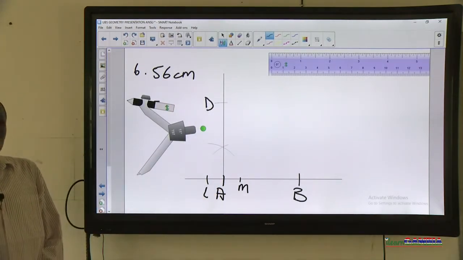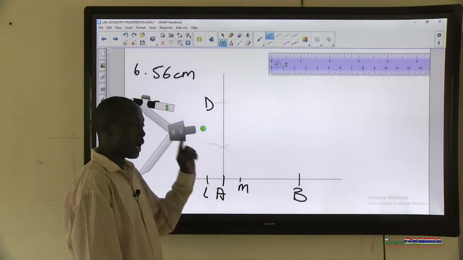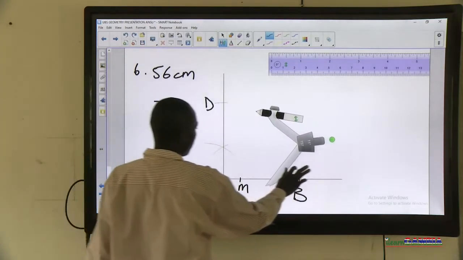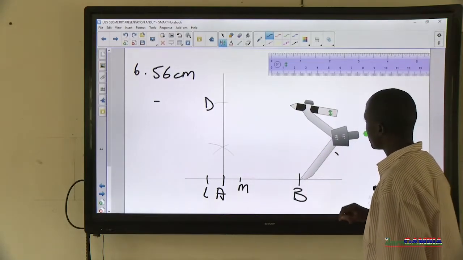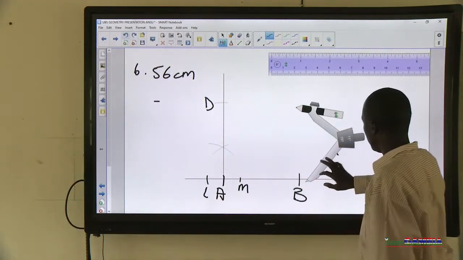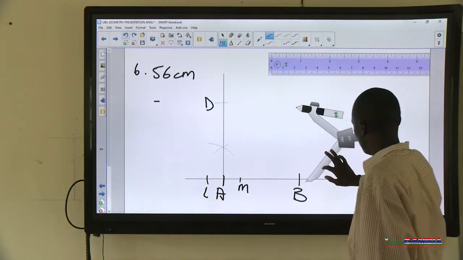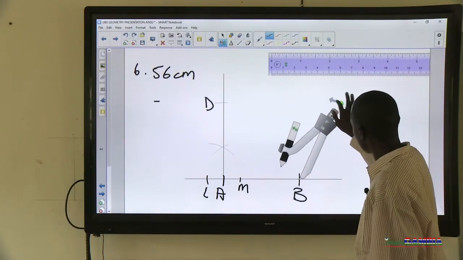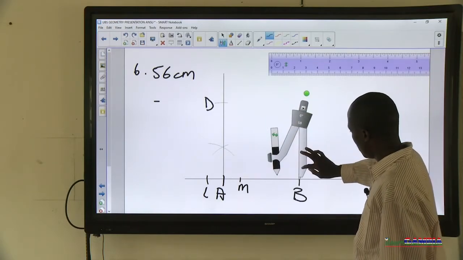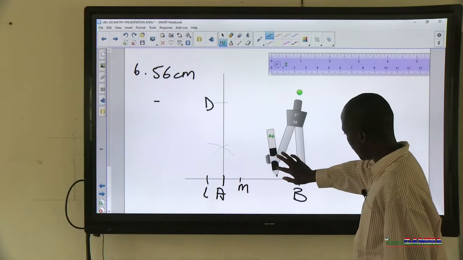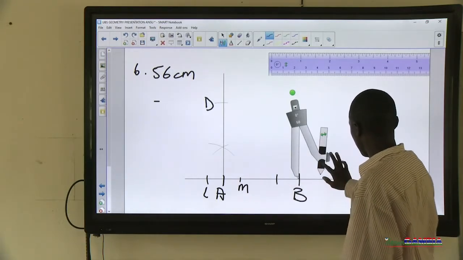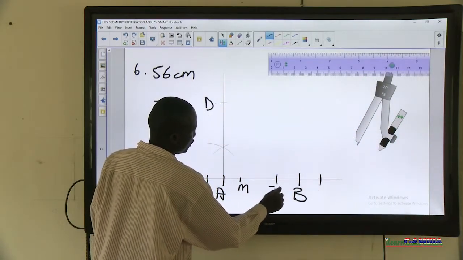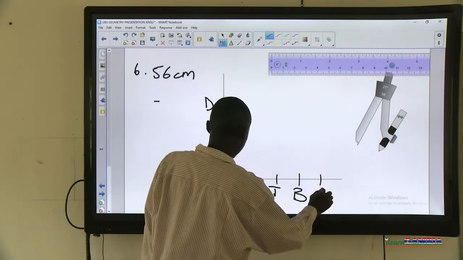What is the next thing that we are supposed to do? Now we are going to construct another 90 degrees at point B. The same process that we have done at A, we put our compass point at B, open to a convenient radius, draw an arc this way and another arc this way. Call them T and let's say P.